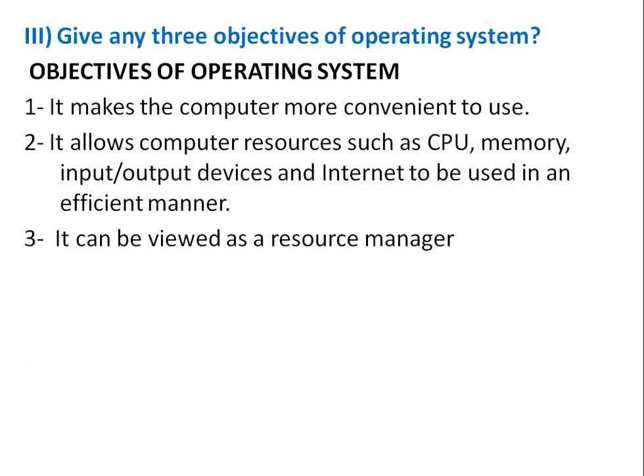Question number 3. Give any 3 objectives of operating system. Number 1. It makes the computer more convenient to use. Number 2. It allows computer resources such as CPU, memory, input-output devices, and internet to be used in an efficient manner. Number 3. It can be viewed as a resource manager.